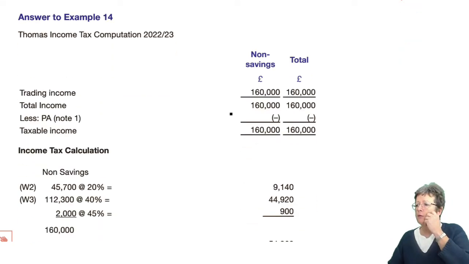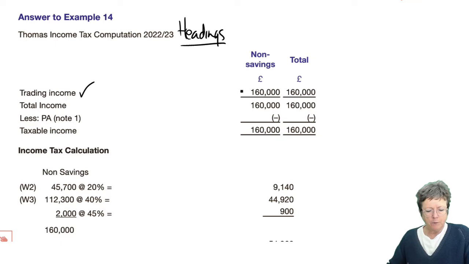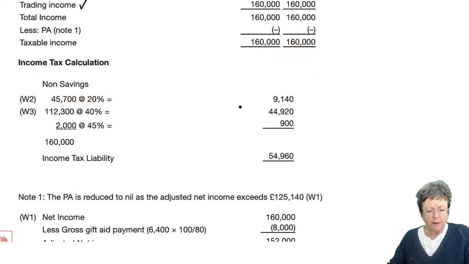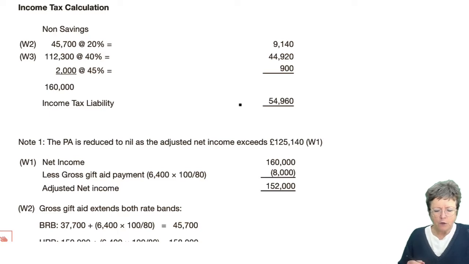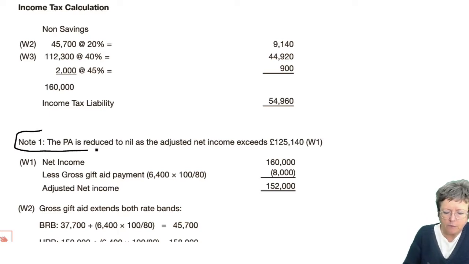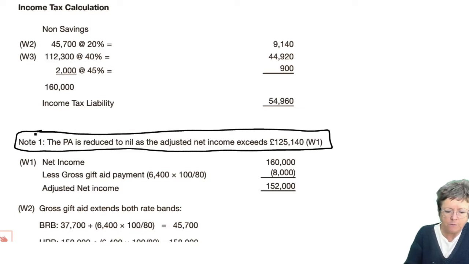So Thomas, from the question, £160,000 worth of income. Again, it's headings, labels. I don't need to repeat that to you now. You know that, don't you? Personal allowance, note 1. Now it's a note here, okay? So you could either write that down, as I mentioned to you before, or you can do the working.